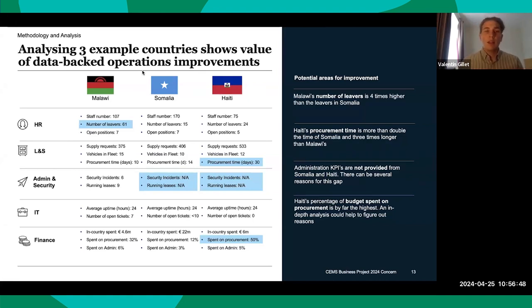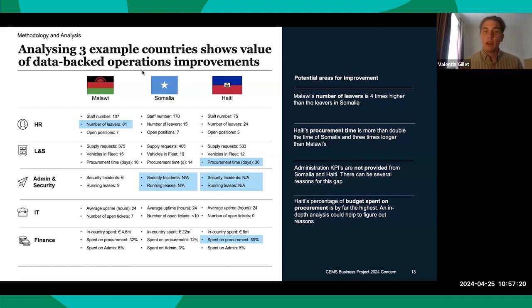And we wanted to highlight some numbers so that you can understand where you could theoretically work. First of all, in Malawi, we could identify that the number of leavers is very high compared to the staff numbers. It's 4 times higher than the leavers in Somalia. And here we can ask, what is the reason for that? Who are the people that are leaving? What can we do to have less staff turnover? Those are some thoughts you could have by comparing those numbers.